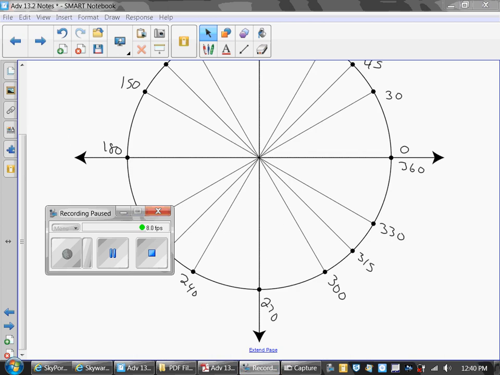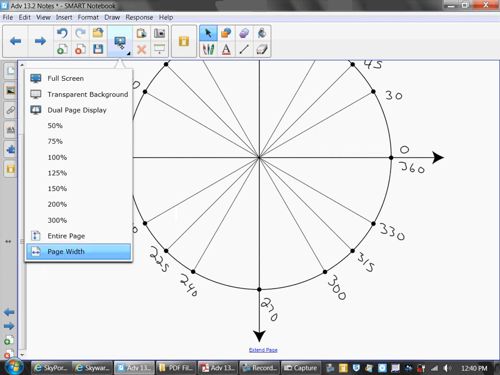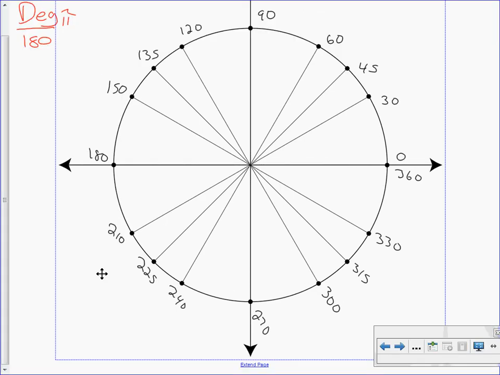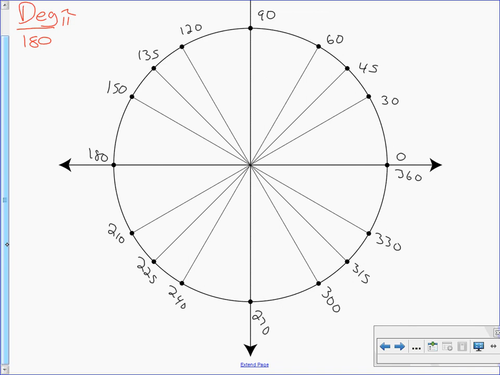Pause this for a second. I'm going to start filling them in so that we can make sure everybody gets all their answers. As you start going around the unit circle itself, when you had 30 degrees, did you have pi over 6? So it went pi over 6, pi over 4, pi over 3, and then pi over 2.